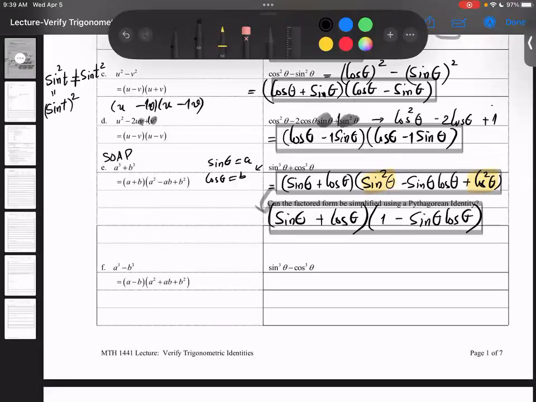Whatever you say, you see sine squared theta plus cosine squared theta is always 1. As long as you see the formula.